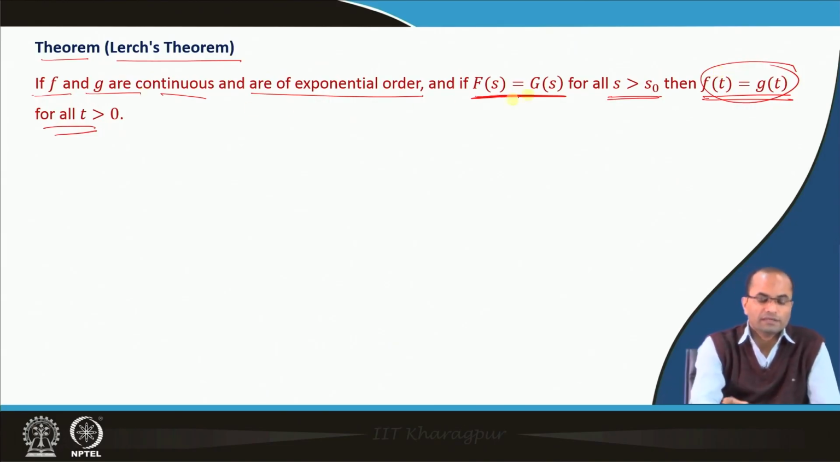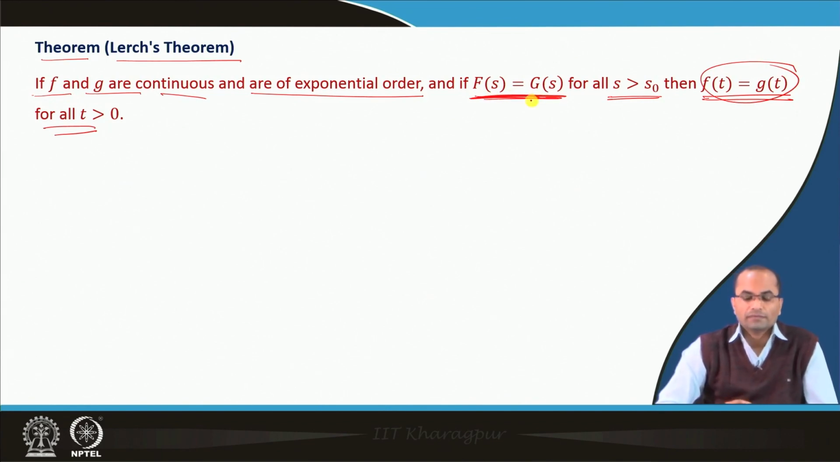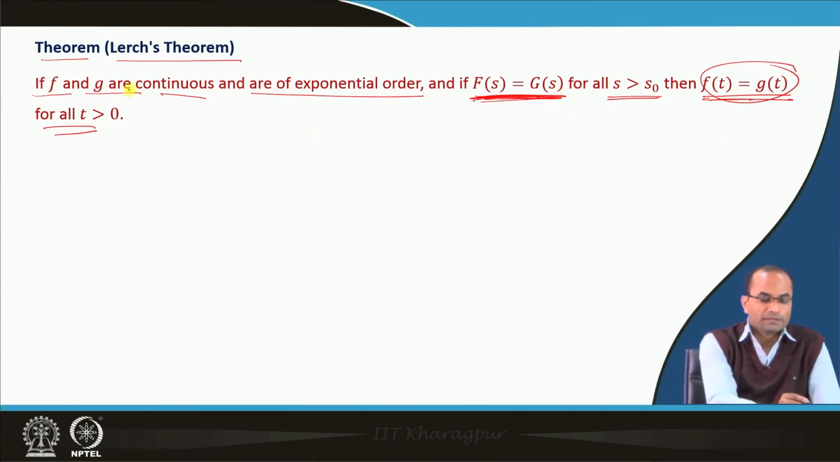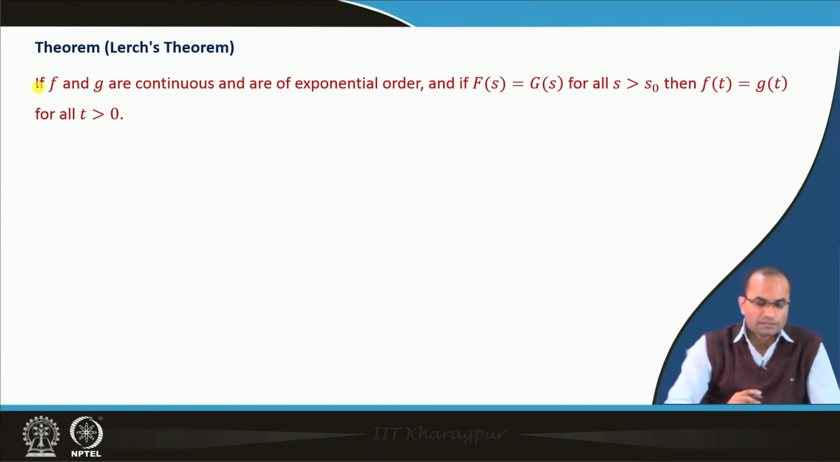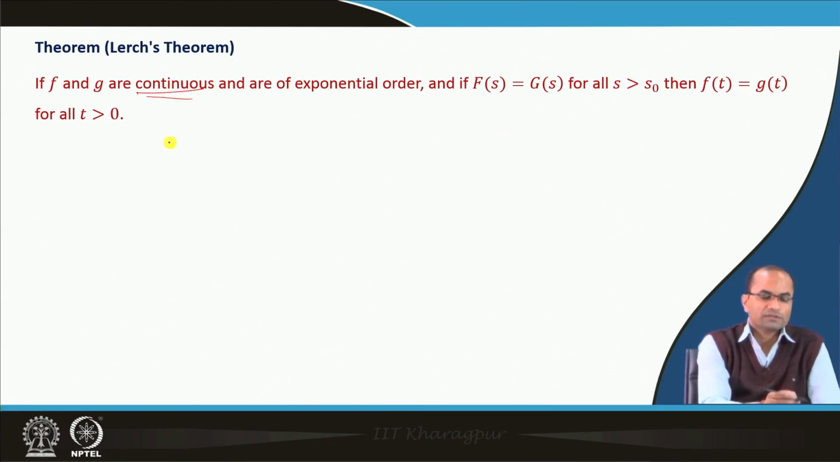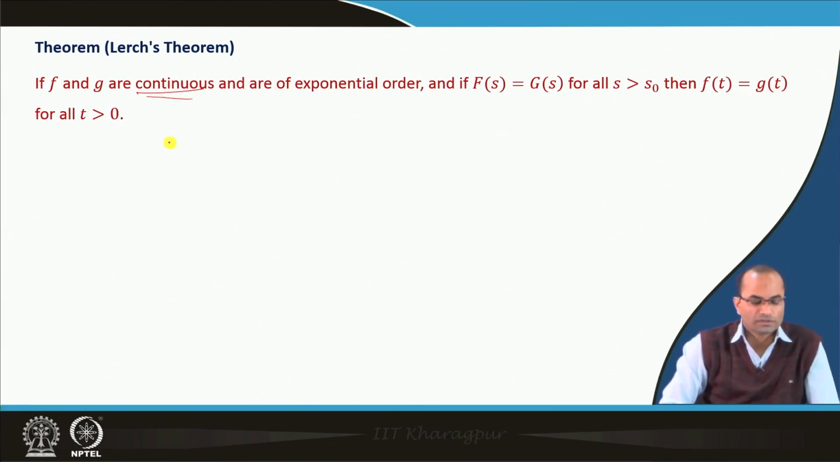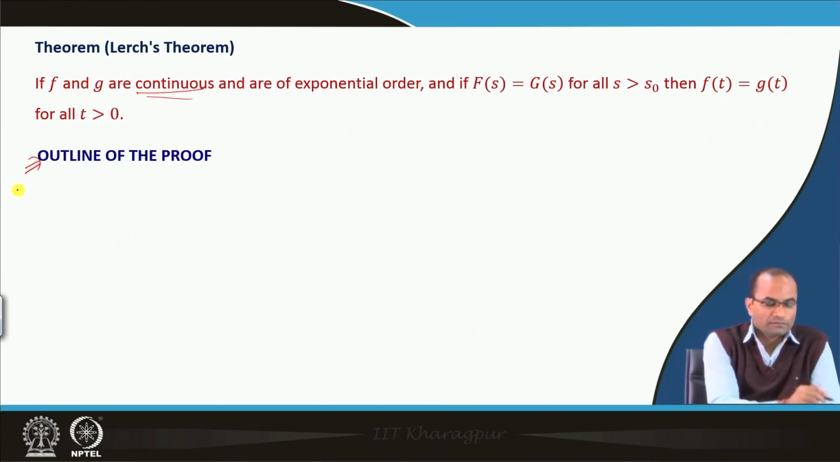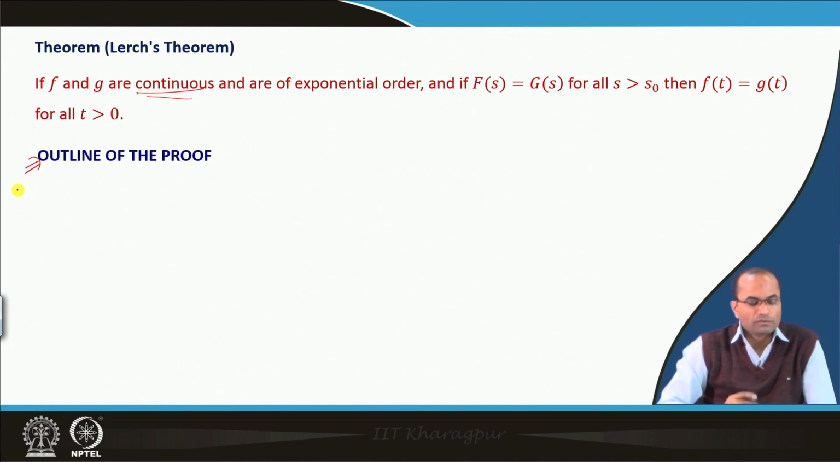So, if f and g are continuous and their Laplace transform is the same, then we can say that actually these functions are the same. The functions cannot be different if their Laplace transform is the same. But this is only true when we are talking about continuous functions. So, let us first go through this theorem and then we will have a little more discussion on this uniqueness part. We will present here an outline of the proof.